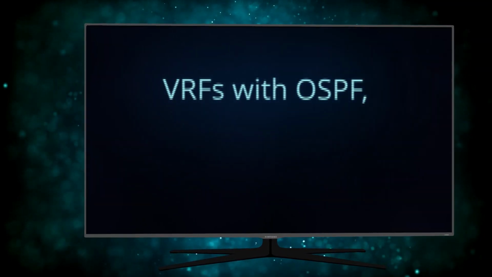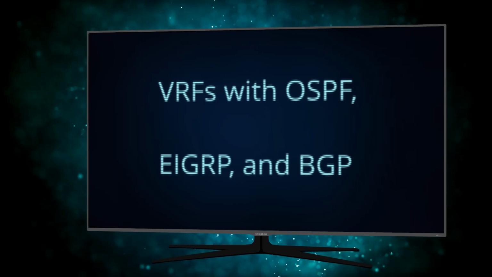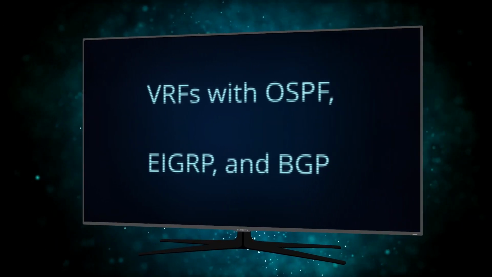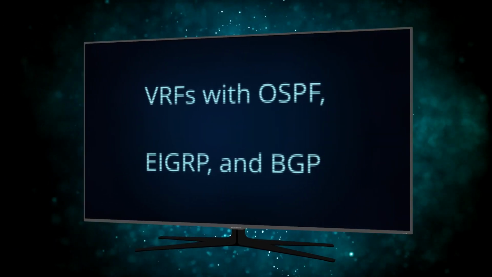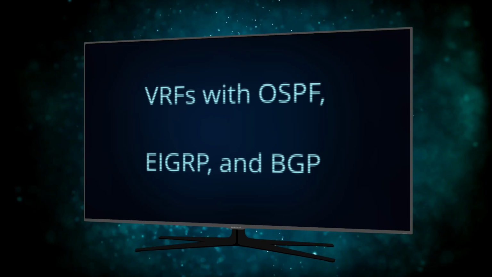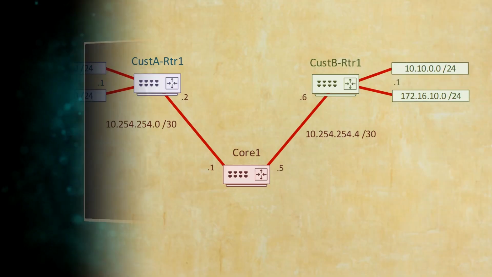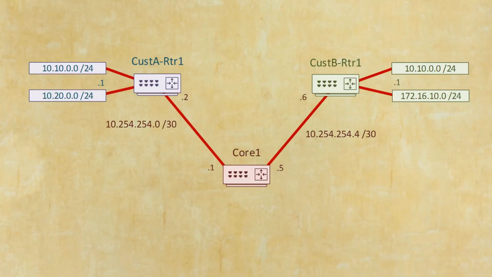A VRF is a virtual routing table. We saw it working with static routes in part 1, and now it's time to see it with dynamic routing. We're going to configure VRF aware OSPF, EIGRP, and BGP. We're going to take the first topology we worked on, that's the one without the firewall, and expand on it.